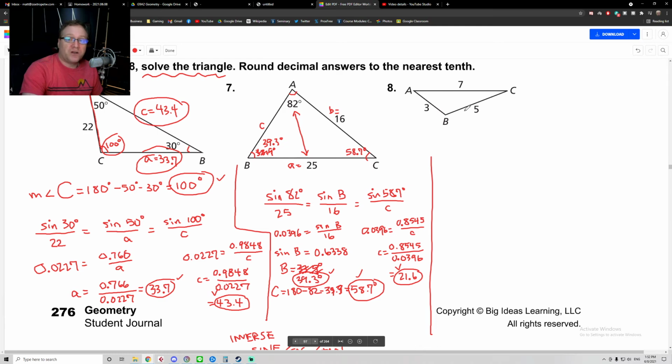Well, on this one, we can't use the law of sines, all right? Why can't we use the law of sines? Because we don't have any angles.